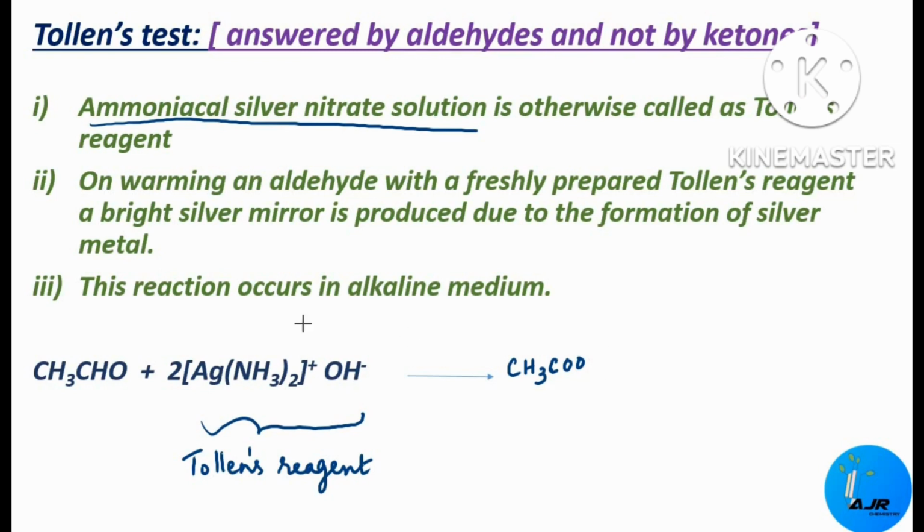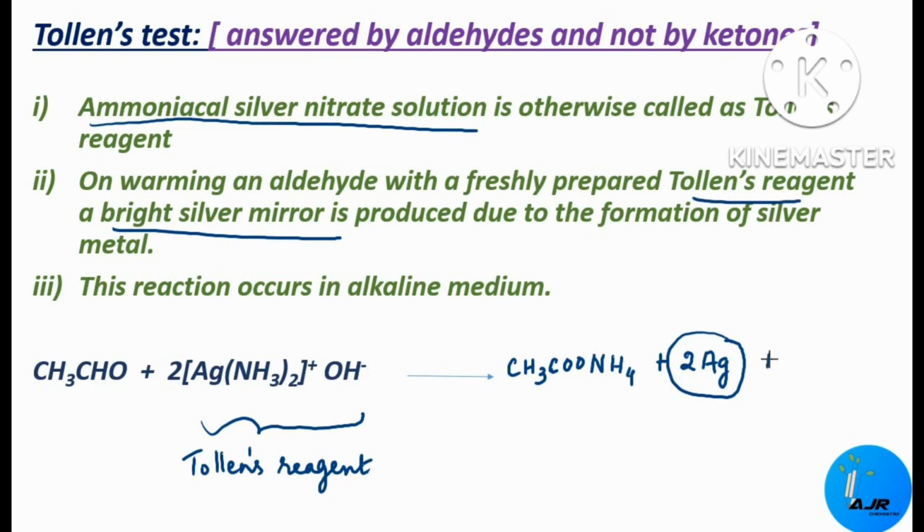COO. Okay, since we are having this ammonia, NH3, we get the salt, that is CH3COO NH4. Okay, and to this we'll be getting silver metal. So this silver metal is responsible for the formation of the bright silver mirror when you are adding this Tollen's reagent, understood?